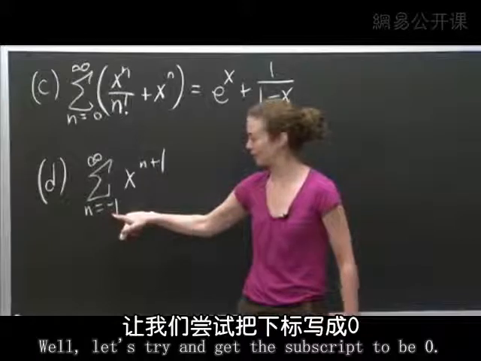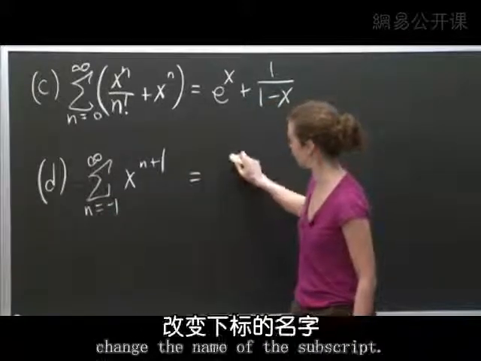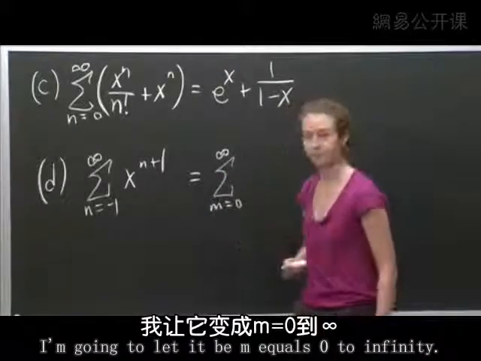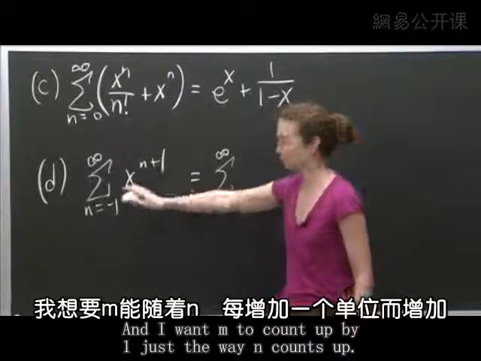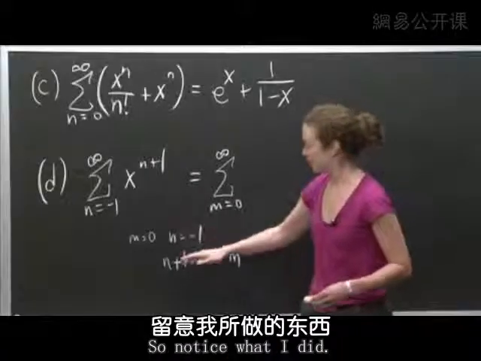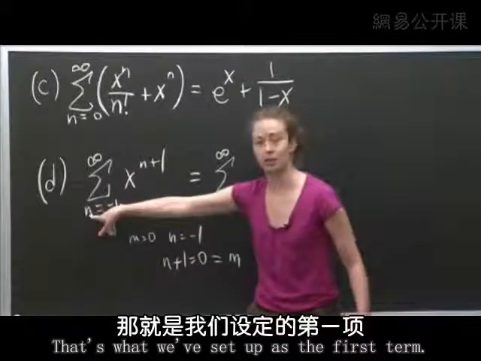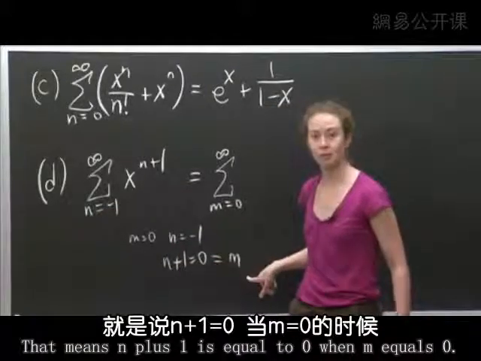Well, let's try and get the subscript to be 0. So what I'm going to do is change the name of the subscript. I'm going to let it be m equals 0 to infinity. Okay? And I want m to count up by 1 just the way n counts up. So notice what I did. When m equals 0, n equals negative 1. That's what we've set up as the first term. That means n plus 1 is equal to 0 when m equals 0.